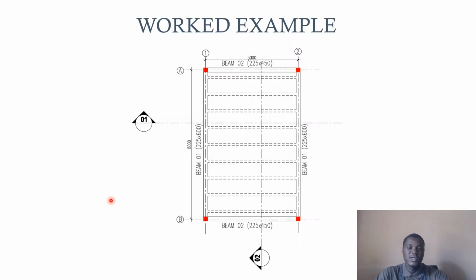Like I've mentioned, it is a slab with dimensions of 5 meters by 8 meters, supported by beams. The primary beams are beam O1, as you can see on your screen. We also have some beams in the horizontal direction, beam O2. The primary beams are the main beams that are taking the rib beams. The first thing we want to establish is the slab parameters.